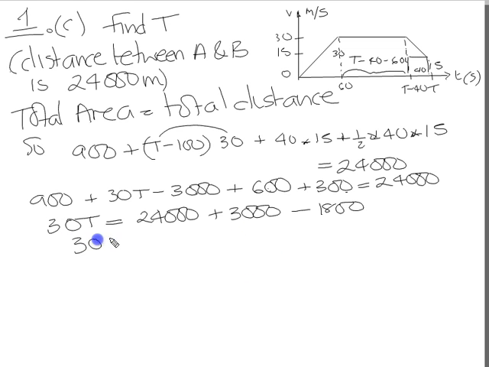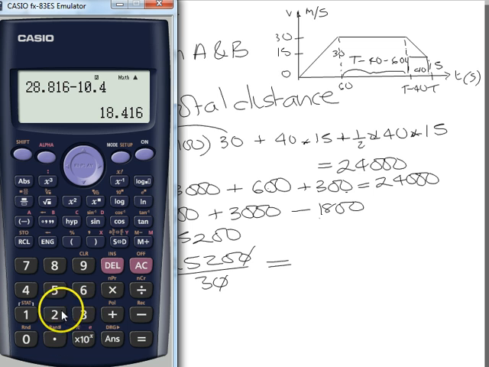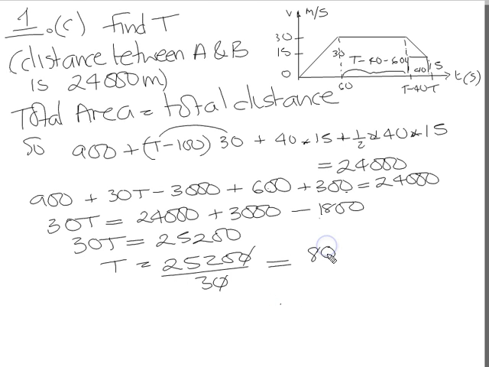So 30t equals 24,000 plus 3,000 is 27,000, minus 1,800 is 25,200. Divide by 30, 25,200 over 30. Okay, and 2520 divided by 3, which will go, I think. So let's just do that. 2520 divided by 3, 840. 840 seconds then.